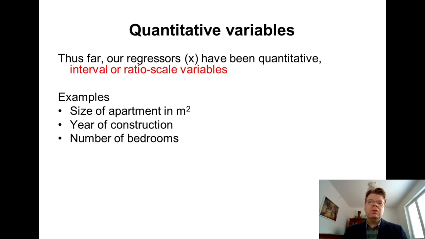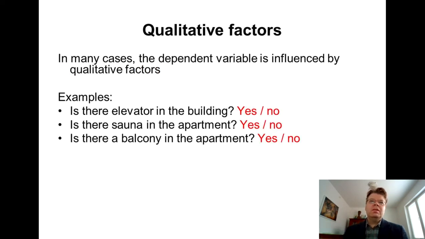that also in econometrics we do frequently model so-called qualitative data. By qualitative data, I refer to more like ordinal and categorical data. And there are many examples also in this hedonic model of housing market where it can be qualitative. In these first examples, I consider yes or no type questions. For example, is there an elevator in the building? Is there a sauna in the apartment? Or is there a balcony?